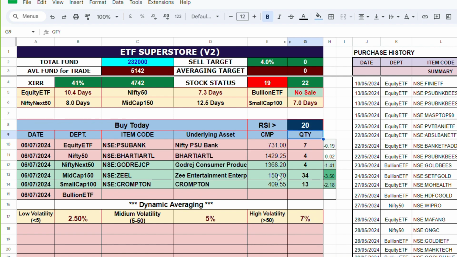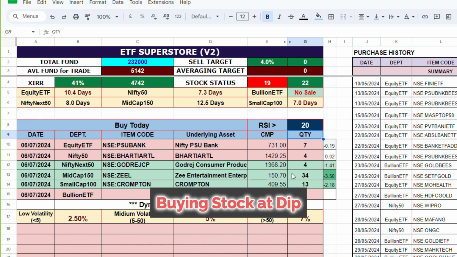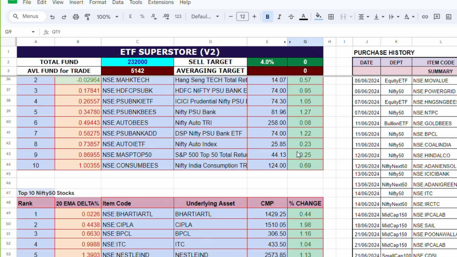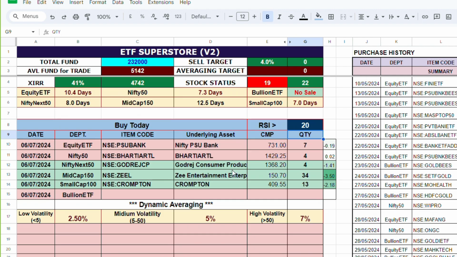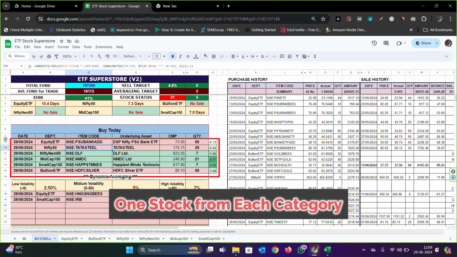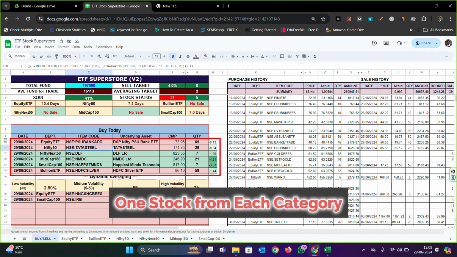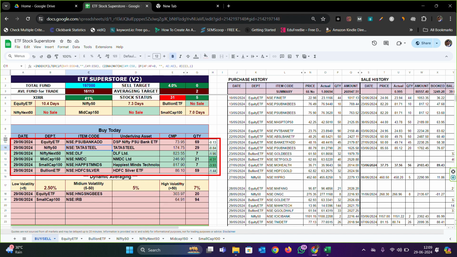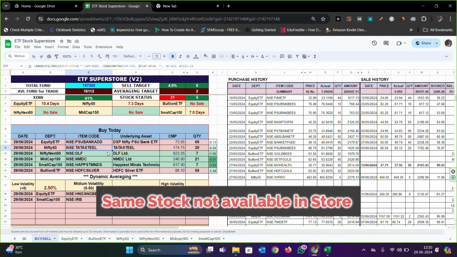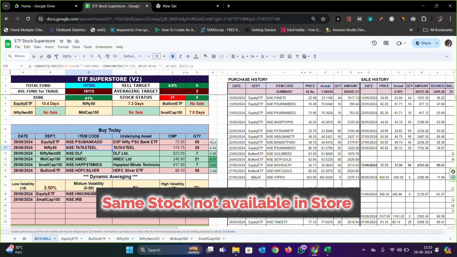This dual criterion ensures that we are not only buying stocks at a dip but also selecting those that are showing signs of recovery. This strategy helps in ensuring an early return on our investment. Next, we select one stock from each category where the 20 EMA delta is lowest and ensure that the same stock is not already present in our store.